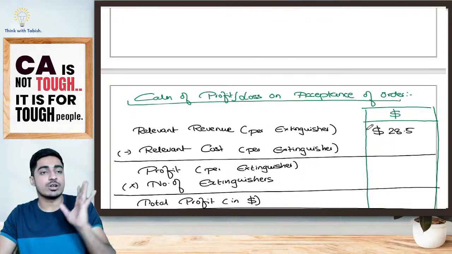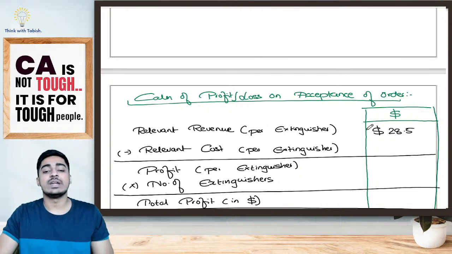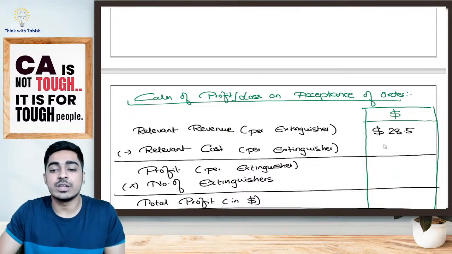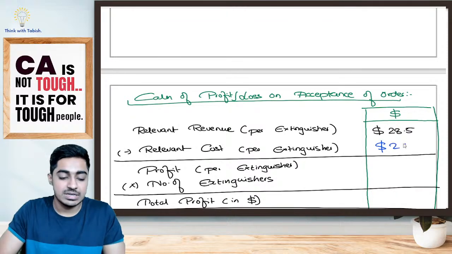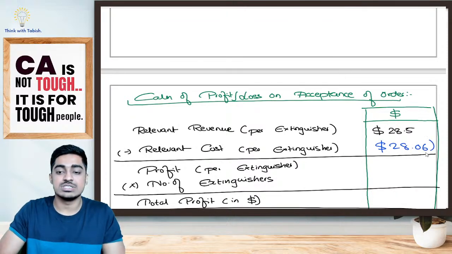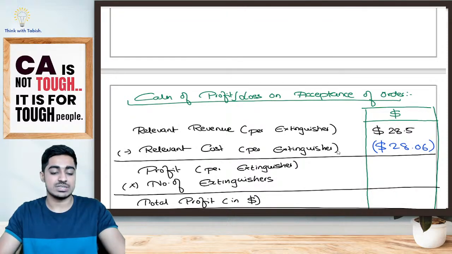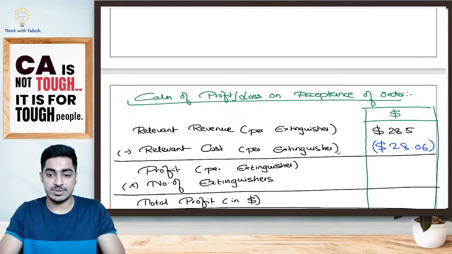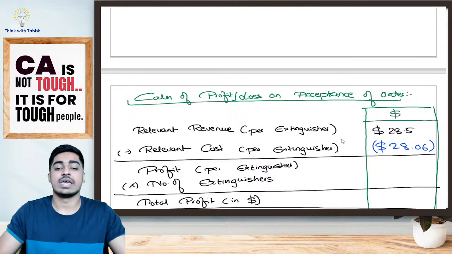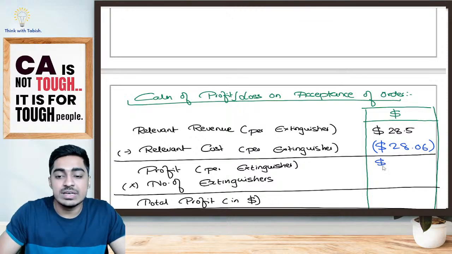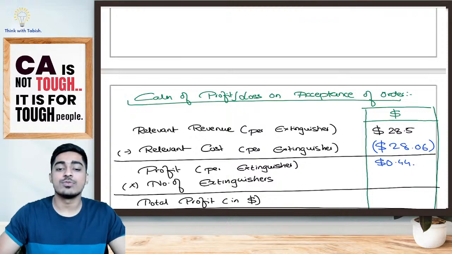If we accept the order, how much revenue will we be getting? 28.5. To fulfill the order, how much cost should we be incurring? $28.06 for one extinguisher. 28.5 minus 28.06. On every extinguisher, we'll be earning $0.44.